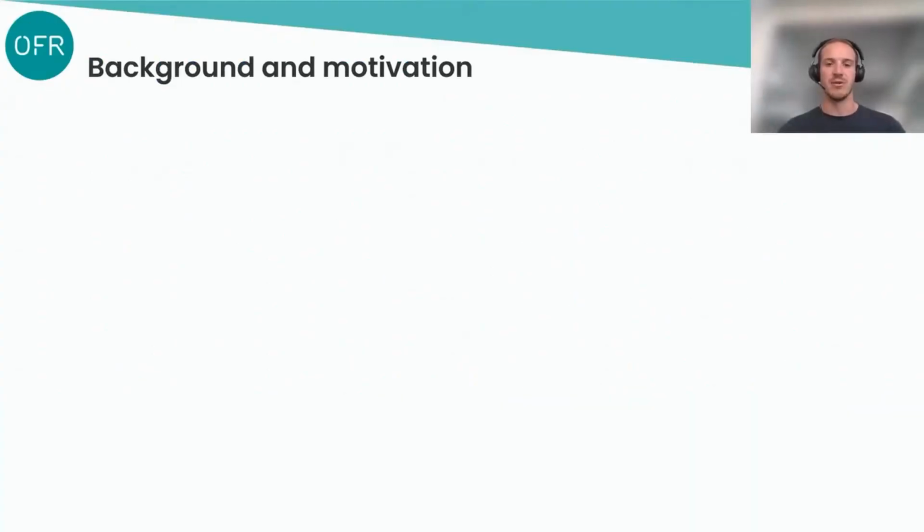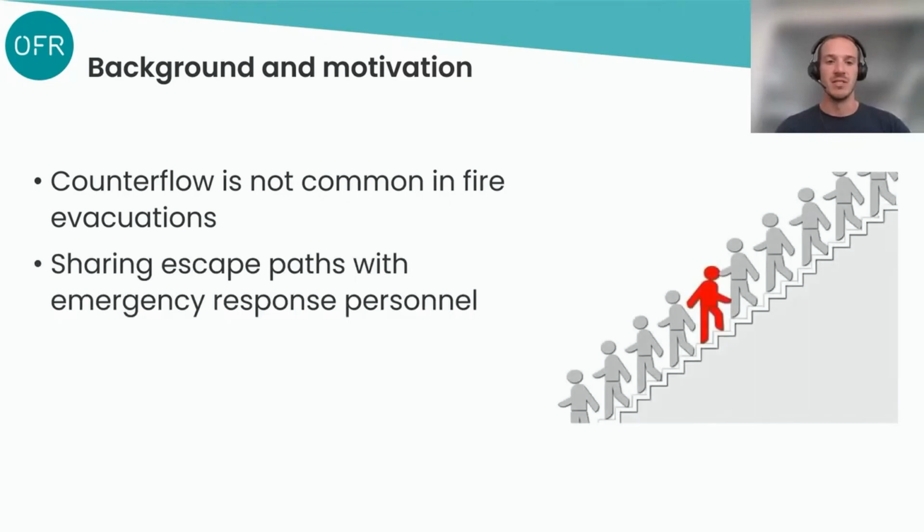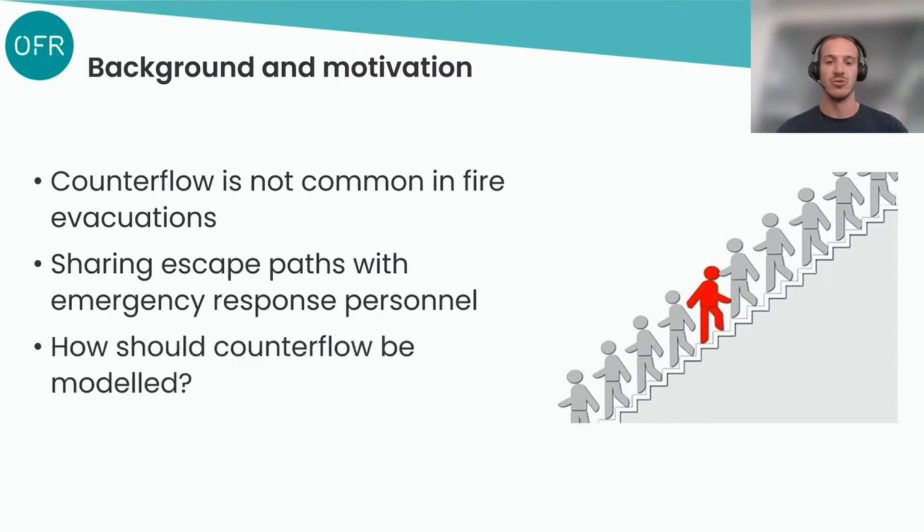A bit of the background and motivation for this work. So while counterflow conditions are a common occurrence in some situations, for example in train stations or other transport hubs where you have opposing flows through corridors, doors, even stairs I suppose, it's not generally common in fire evacuations. However, there may be instances where some of the people are moving against the predominant flow, such as emergency response personnel entering the building, and that begged the question for us: how should counterflow then be modelled in evacuation models?